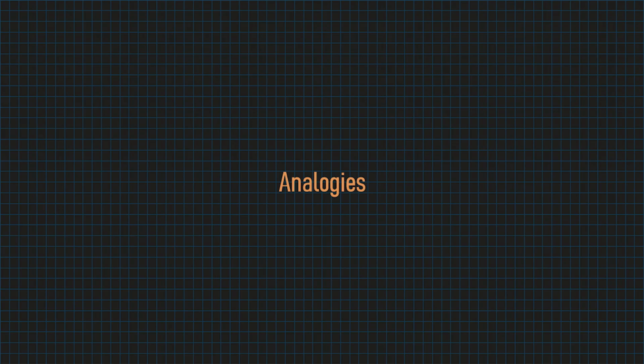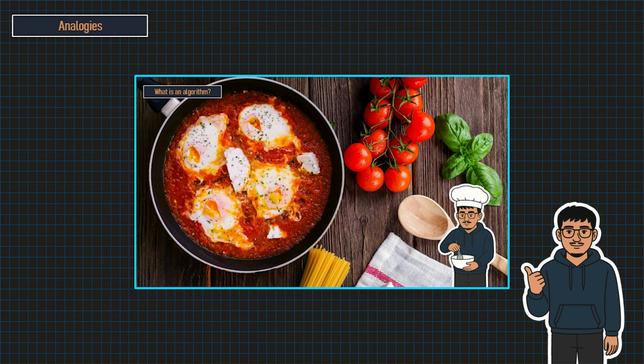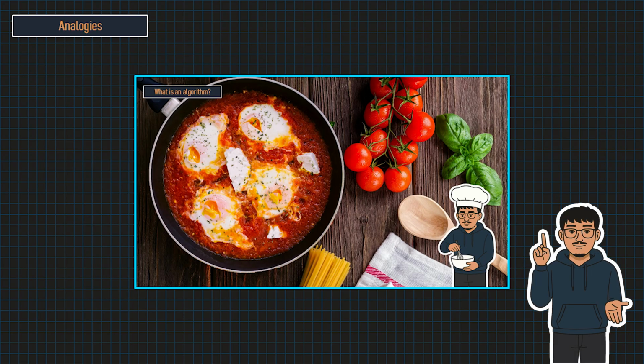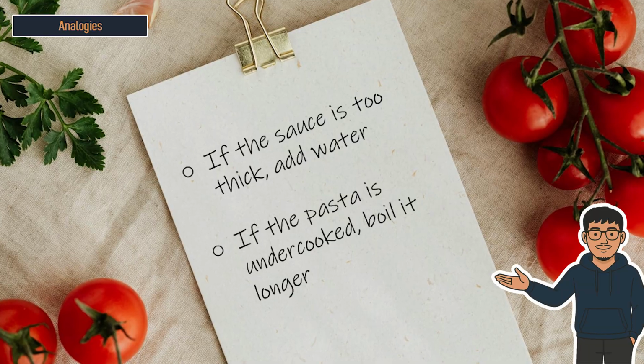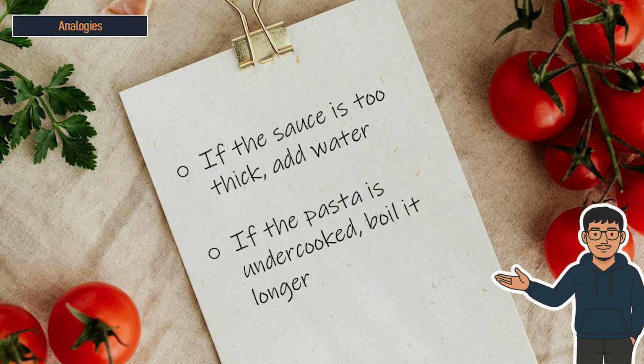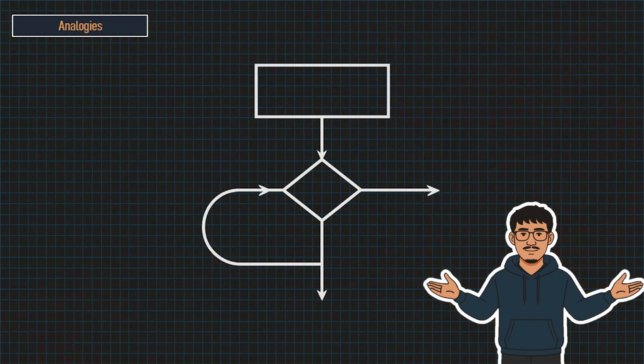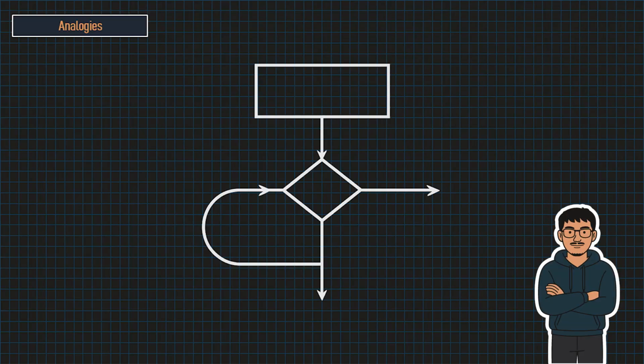Let's go over a couple of analogies. I'll go back to the example of a recipe, but not just one with fixed steps. A good recipe might say, if the sauce is too thick, add water. If the pasta is undercooked, boil it longer. Algorithms work the same way. They can include conditions, loops, and decisions to adapt based on what's happening.